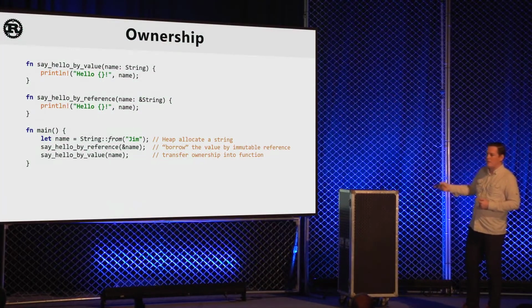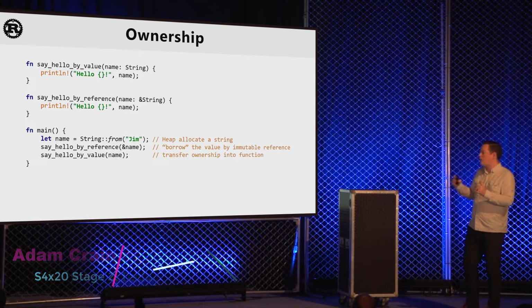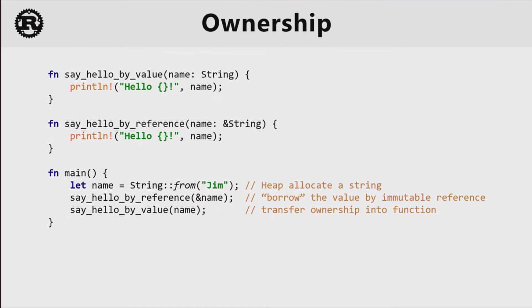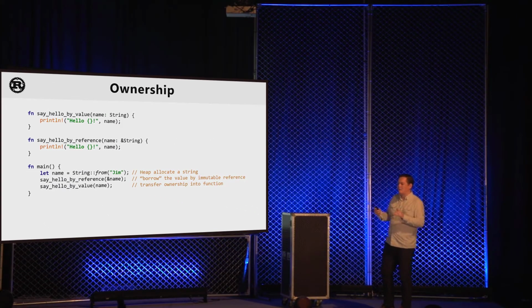So the Rust compiler, through its borrow checker that I mentioned previously, actually does some really sophisticated static analysis to know what's safe to borrow and what's not. And then in that second function call, say hello by value, ownership of that variable is transferred into this function. So this function now owns the variable name. It prints name, and then at the end of the scope, there's no longer an owner for this value, so it gets dropped and deallocated from memory.